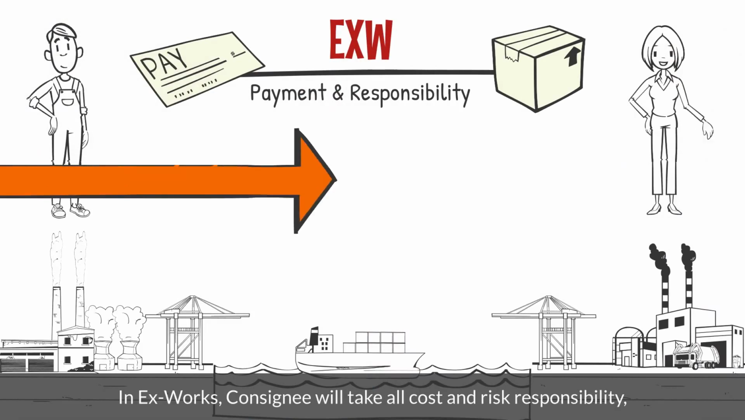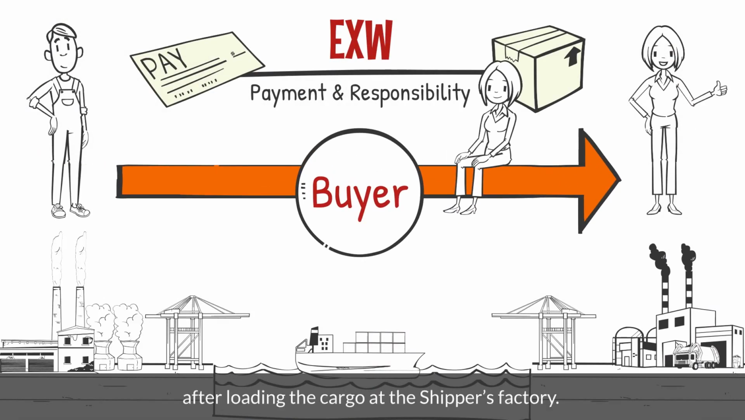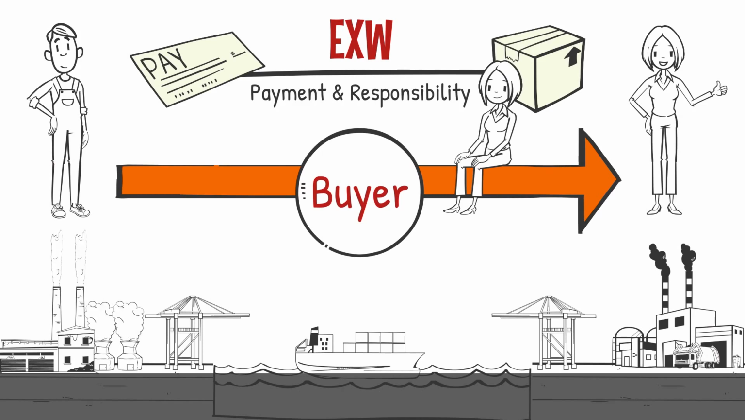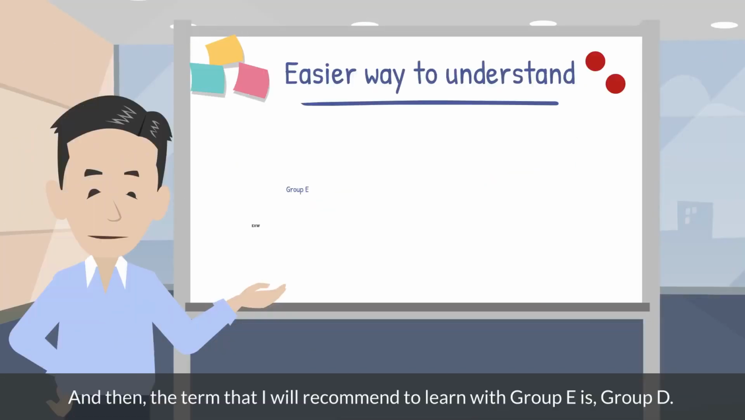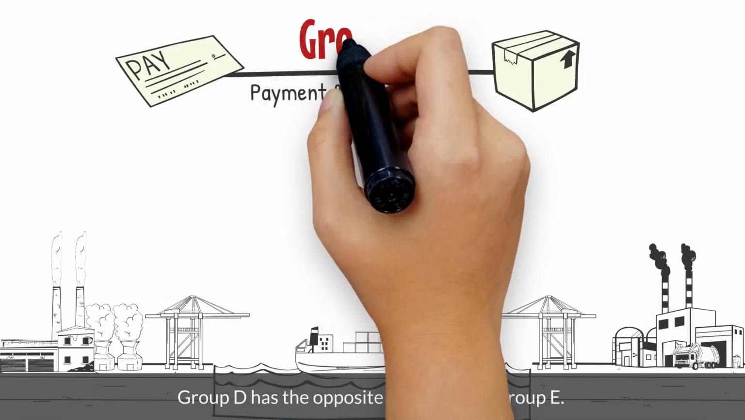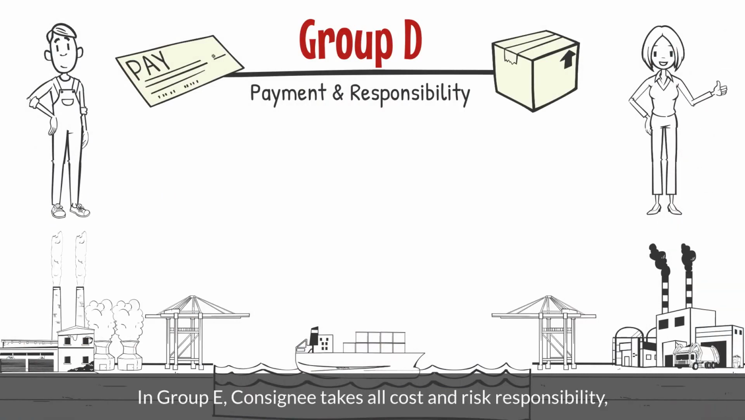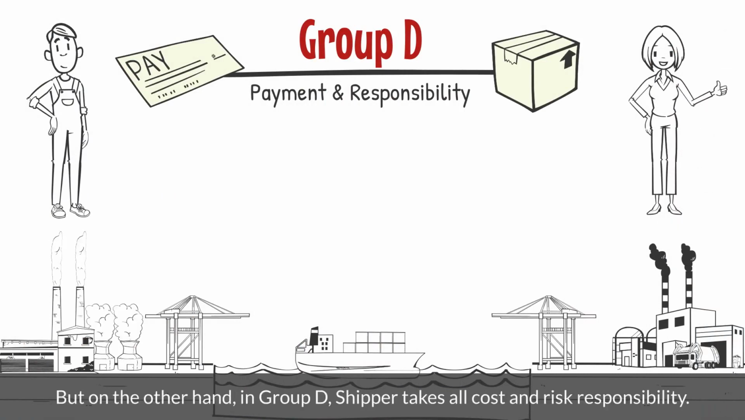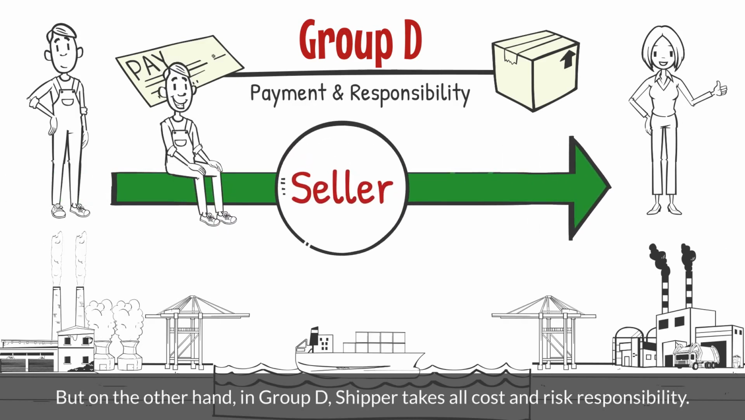In EXW, consignee will take all cost and risk responsibility after loading the cargo at the shipper's factory. It's quite simple, isn't it? And then, the term that I will recommend to learn with Group E is Group D. Group D has the opposite feature from Group E. In Group E, consignee takes all cost and risk responsibility, but on the other hand, in Group D, shipper takes all cost and risk responsibility.